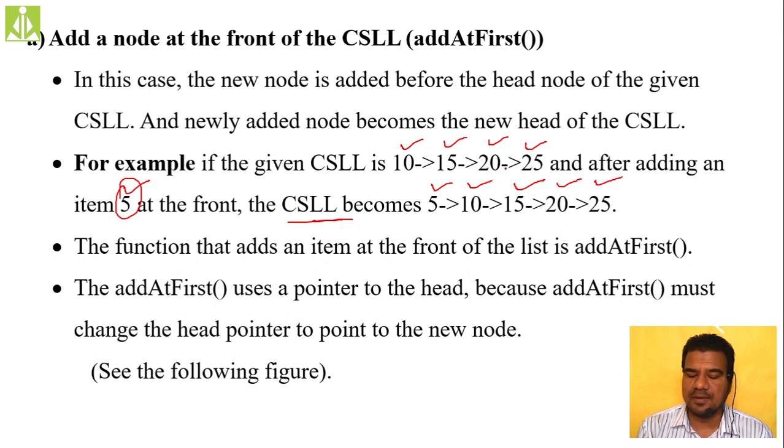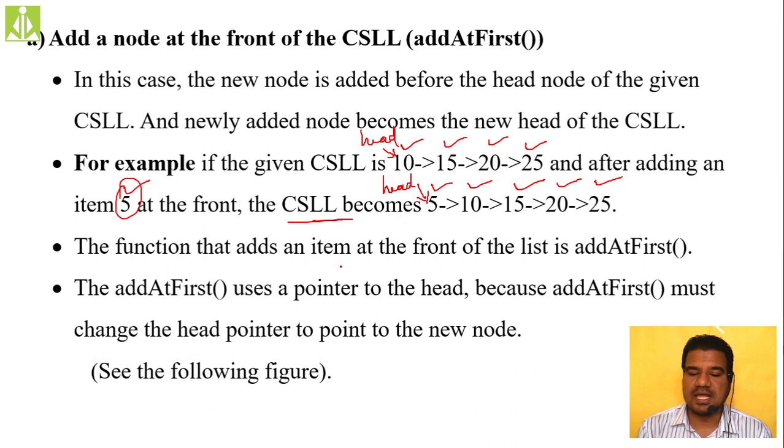In this previous CSLL, the head pointer is going to point to this 10, isn't it? It is going to point to this 10. Now after adding this 5, the head pointer is going to point to this 5. Okay, that is the difference between before adding the 5 node and after adding the 5 node. This difference we will have.